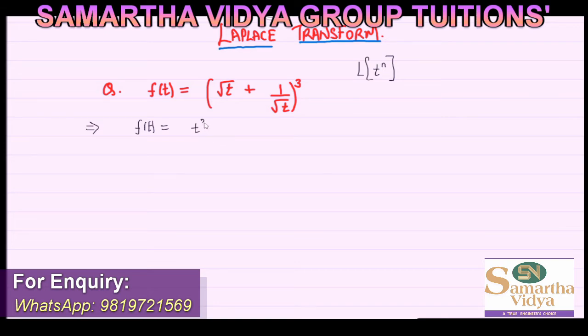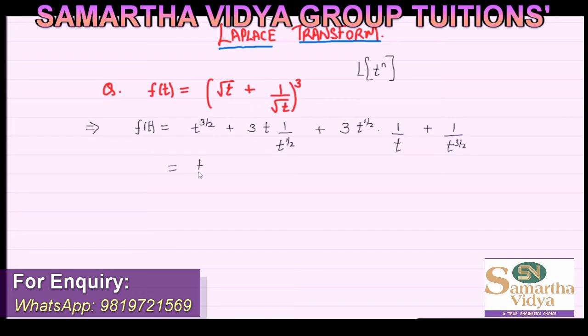So we can write this as t raised to 3 by 2 plus 3a square b. So that is 3, the a square term is going to be t, and the b term is nothing but t raised to half, 1 by t raised to half, plus it's going to be 3 into ab square. So that's going to be t raised to half into 1 by t, plus it's going to be the b cube term. So that's 1 upon t raised to 3 by 2.